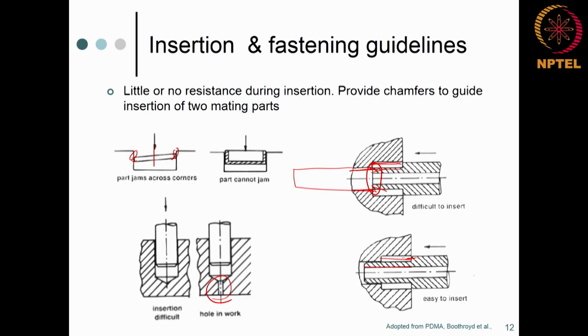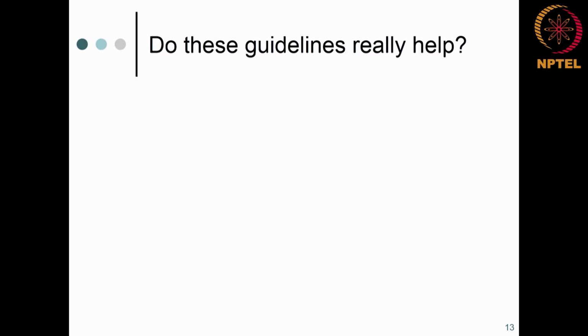Yeah. So what you try to look at is little or no resistance during insertion. So you should do it in such a way that there is little resistance. Okay. He kept pointing out to this: provide chamfers to guide insertion of two mating parts. Whenever there are two parts that are trying to mate, you might want to have chamfers that will align with each other.